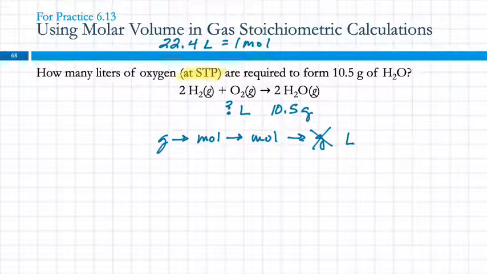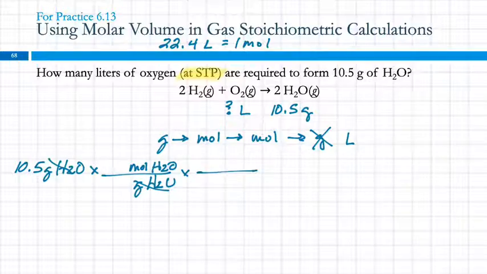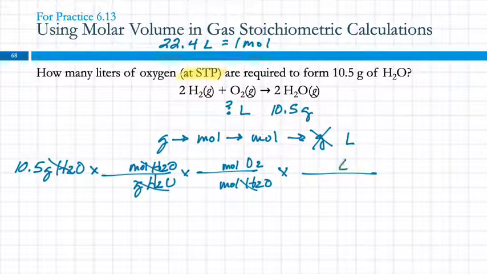So 10.5 grams of water. I've got 3 arrows. I'm going to have 3 conversion factors. So I'm going to go to moles of H2O, and grams of H2O will come down here. And then next I'm going to moles of oxygen, and moles of H2O down here. And then I'm going to go to liters of oxygen, and moles down here.